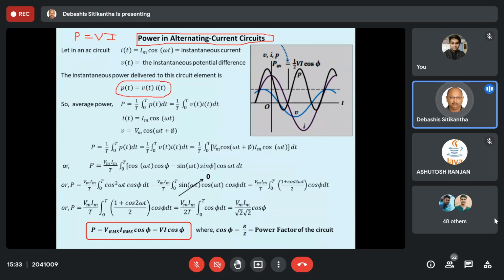Now average power. What is that? Let us designate it by capital P. Average power is the power consumed over a period of time. So how to find that? That is nothing but 1 by T times the integration of P(t) dt from 0 to T. This is the average power. It is known as average because I have to divide it over the entire time period.